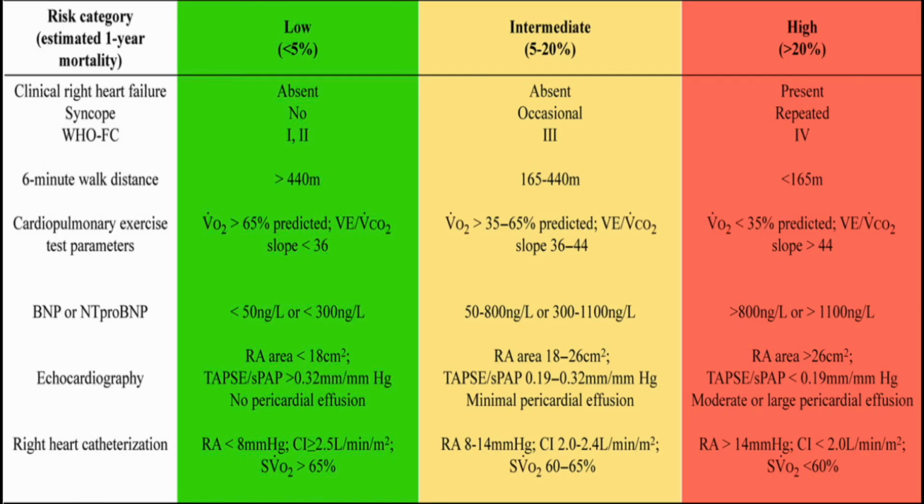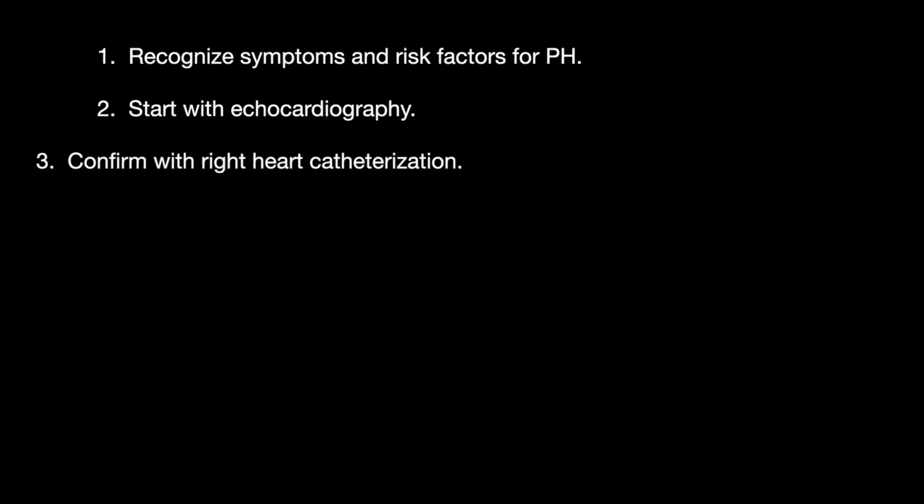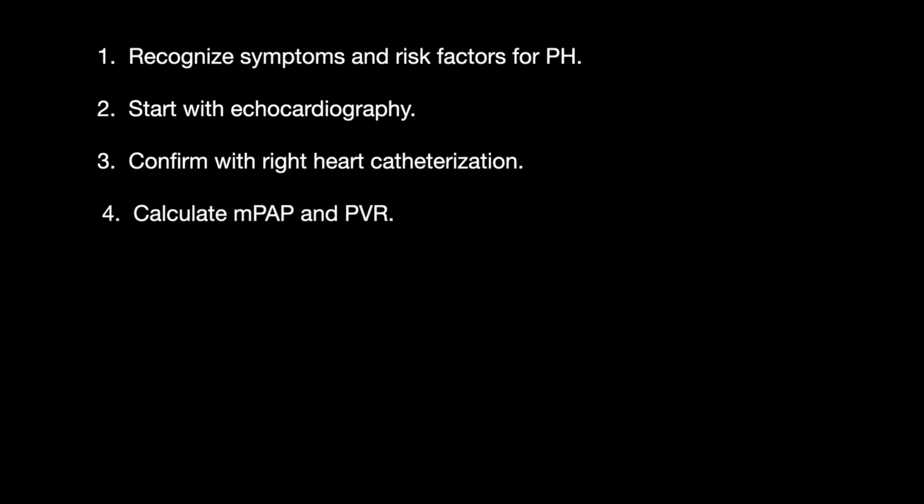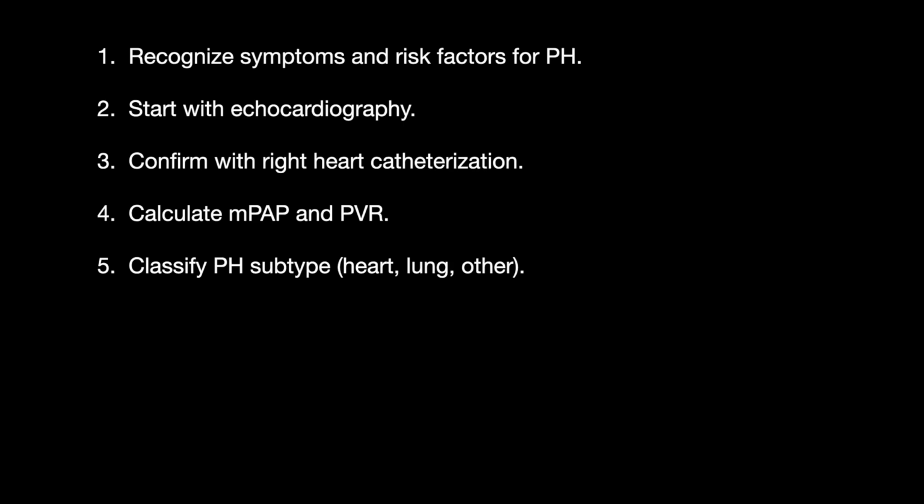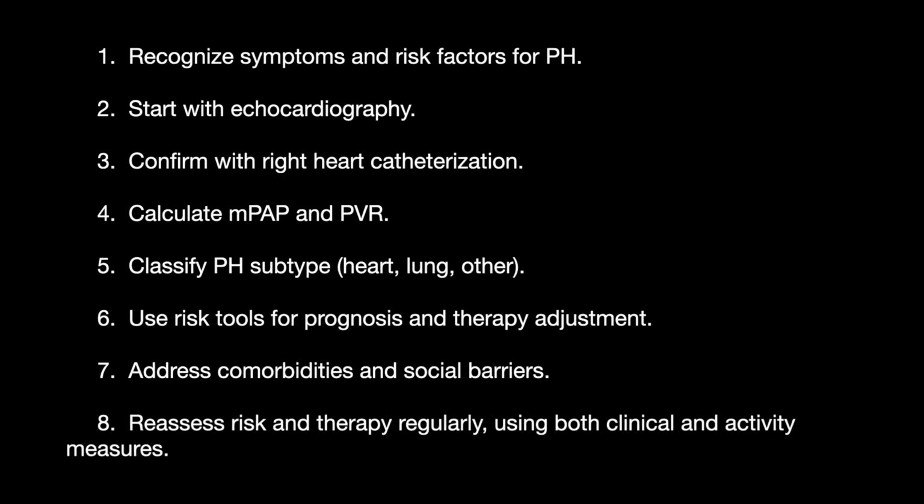The aim is to achieve and maintain a low risk profile for as long as you can. Escalate therapy if the patient is going into any of these two fields. The guide is to recognize symptoms and the risk for pulmonary hypertension that we have already discussed. Start with an echo, confirm with right heart catheterization, calculate the mean pulmonary artery pressure and the PVR, classify the subtype, use risk tools for prognosis, assess the comorbidity and the social barriers, reassess for the risks and therapy regularly using both clinical and activity measures.